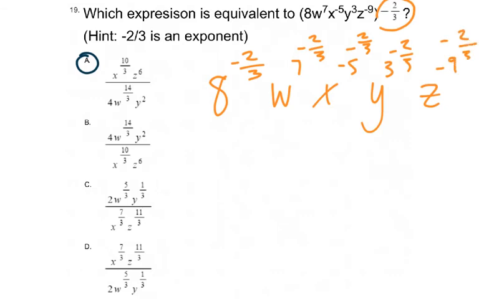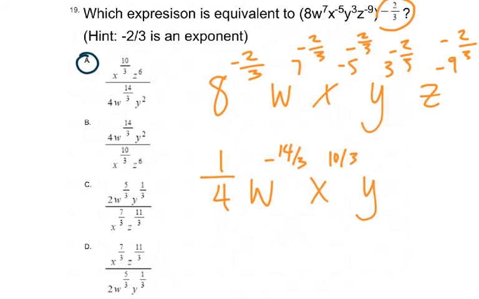Okay. So 8 to the 2/3 power is 1/4. And when I multiply this, I get negative 14 over 3. When I multiply the next one, I get 10/3. Multiply the next one, I get 2. Oh, I get negative 2, my bad. And then for the last one, I get z to the 6th power.